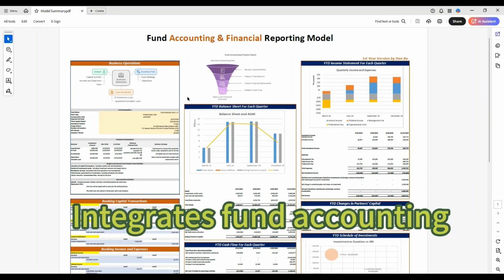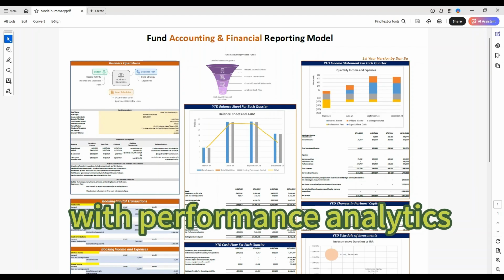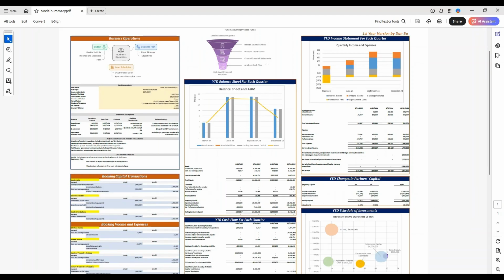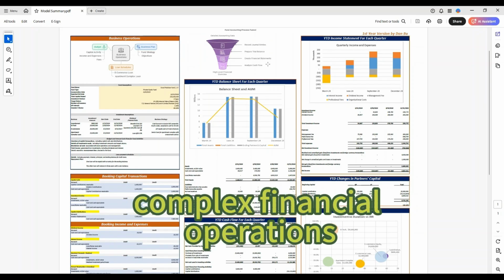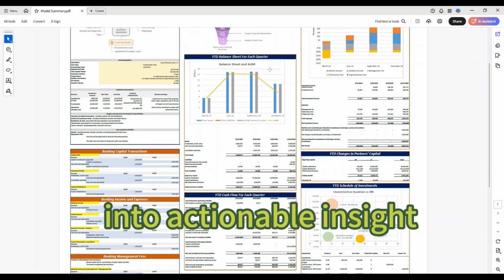This model integrates fund accounting rigor with performance analytics, demonstrating my ability to translate complex financial operations into actionable insight.